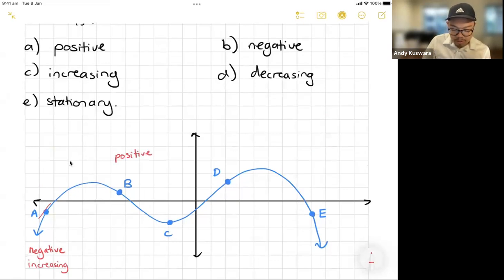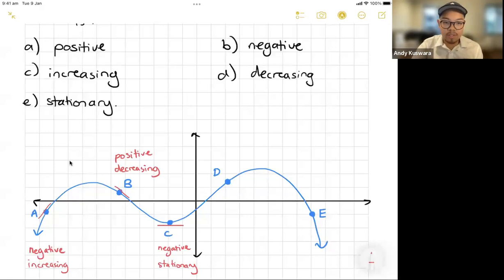Okay, but if I look at the gradient of the tangent, it's definitely a negative tangent, so we'd say it's decreasing. Okay, C is an interesting one. It's definitely negative because it's below the x-axis, but take a look. We have got a zero. We've got a flat tangent, so we're going to call that stationary. Okay, I'm going to leave those last two for you guys to complete. Hopefully this is starting to make a little bit of sense of how we classify these points.